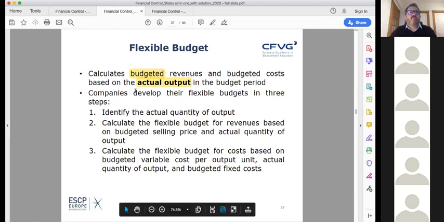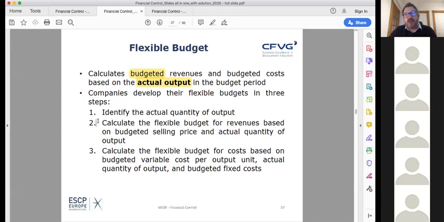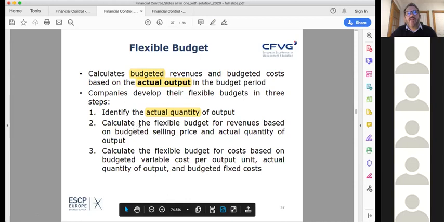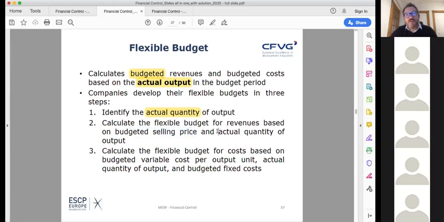Firstly, this flexible budget, we have to understand that we can do it only at the end of the period because we need to know what is the actual output before developing it. Usually companies develop their flexible budget in 3 steps. Firstly, they identify the actual quantity, so you need to wait for the end of the period. Then you calculate the flexible budget for revenues based on budgeted selling price and the actual quantity. And you do the same thing for the cost. So this is what we do now.